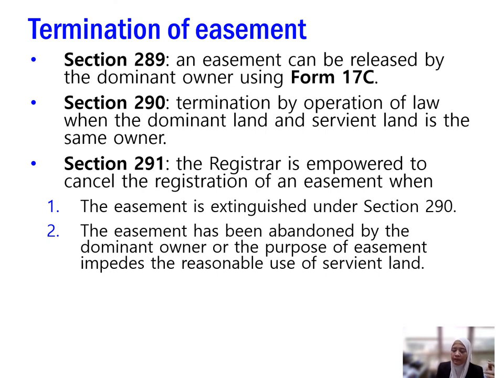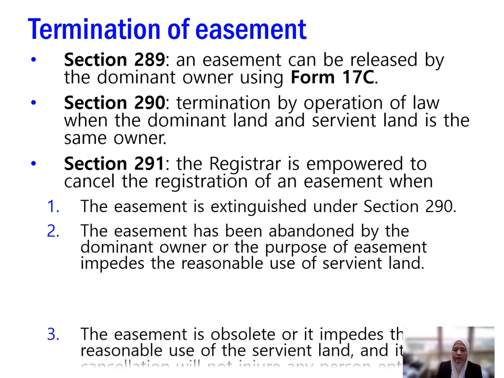Or when the servient land, previously there is a right of way on his land, and then it becomes an impediment, meaning his right to enjoy his land is affected. Now his right to enjoy his land is being impeded, being prevented by that right of way. So he can complain or seek the consideration of the registrar to cancel, to extinguish the easement, because now his right as the proprietor to have quiet use and enjoyment of his land is affected by the easement. So he can apply to the registrar to cancel the registration of the easement.